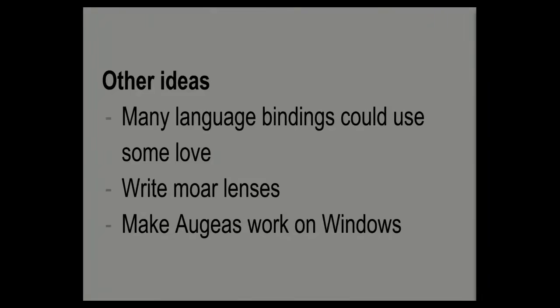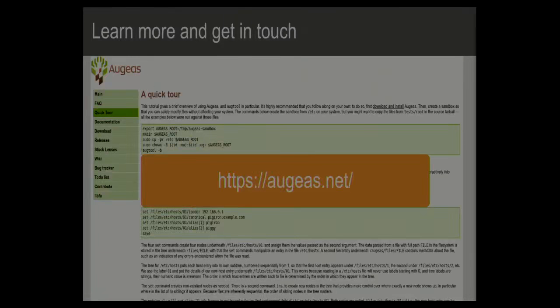But there's more work to do there. Augeas uses POSIX APIs, and you need to find ways around them on Windows. Or go to the bug tracker. There's tons of little bugs and stuff that you could help out with if you're interested.